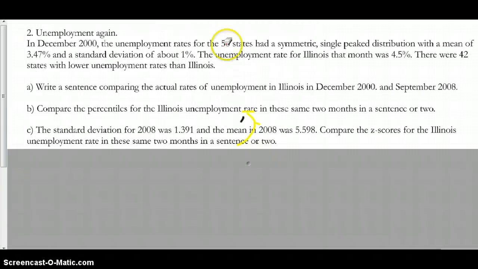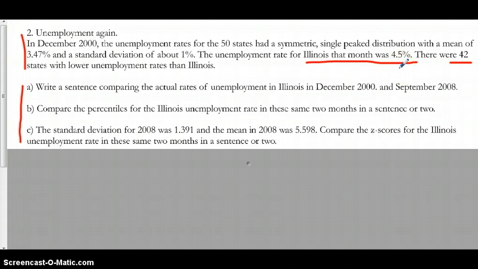Unemployment, once again, sorry for the stray markings, in December of 2000, so this is earlier, prior to the data table we just saw. It gives you some information here about unemployment rate in terms of standard deviation for that month and the mean for that month, as well as Illinois' particular unemployment rate and how many states had a lower unemployment than Illinois. Read through the given information and the three questions, give them a try on your own, and I will have the answers shortly. Press pause.